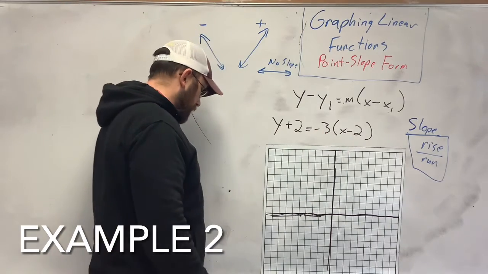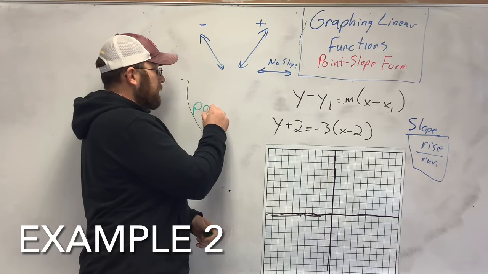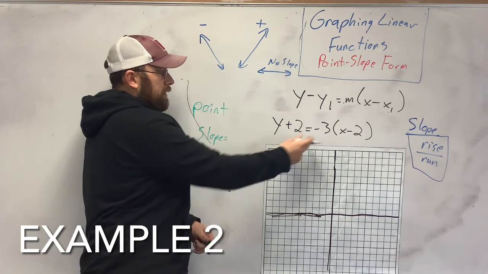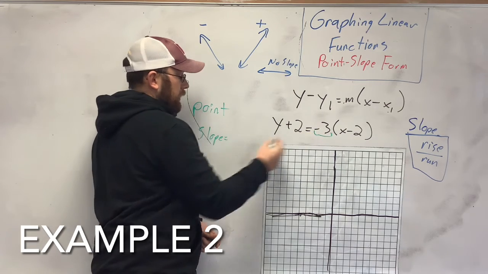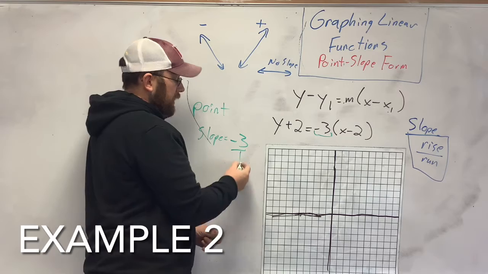All right, for a second, we're going to do another example like that. And here we go. We're going to graph this. So I need to find my point and my slope. All right, my slope is this number right here. So it's negative 3, which can also be written as negative 3 over 1.